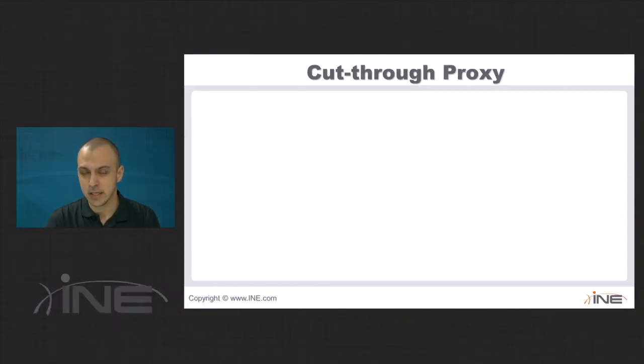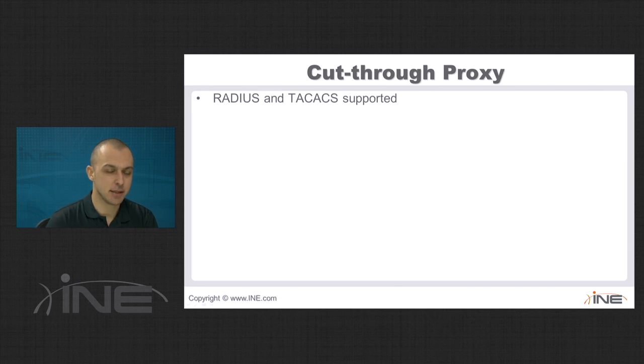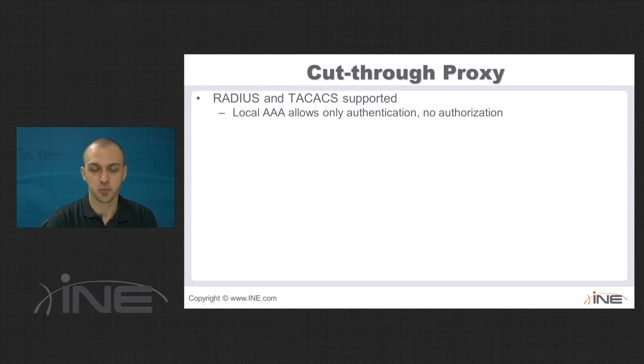Welcome back everybody. In this topic we're going to take a look at the ASA cut-through proxy functionality, which is pretty much the same as the IOS authentication proxy. Both RADIUS and TACACS protocols are supported, the same as IOS. You can also do it with local-based authentication. The same restriction applies as in IOS, meaning that the authorization functionality is not the way you want it to work, because you cannot apply a local access list as the authorization part of the process.